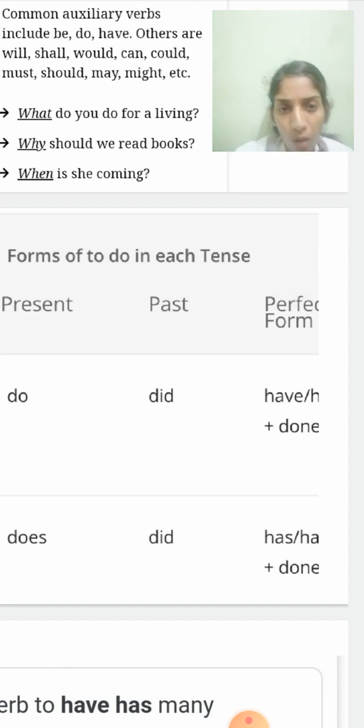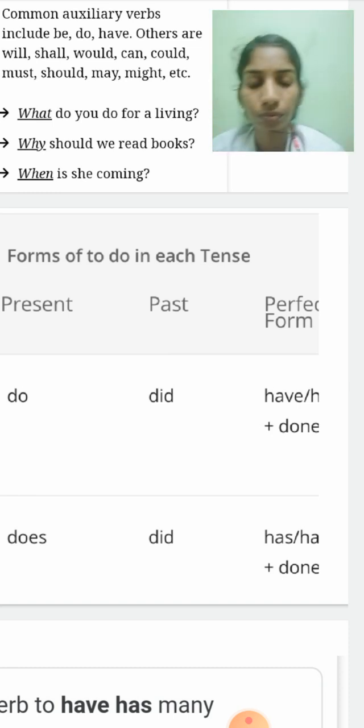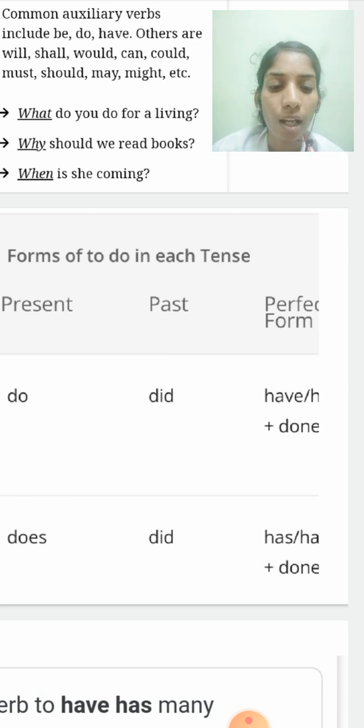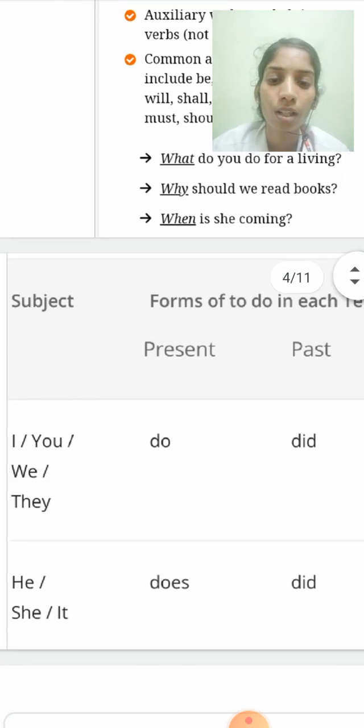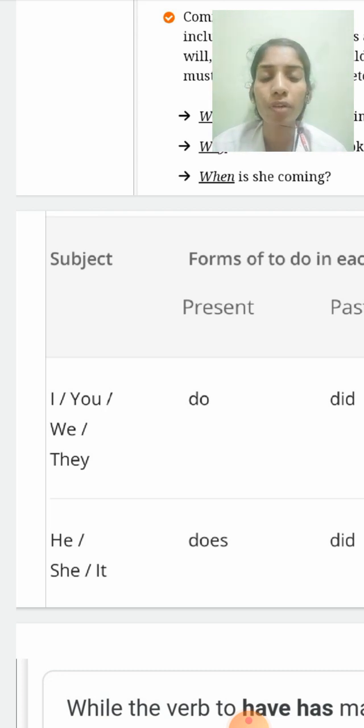So perfect form: have plus done, has plus done, like that it will become. Have is used for I, you, we, they. Has is used for he, she, third person singular.